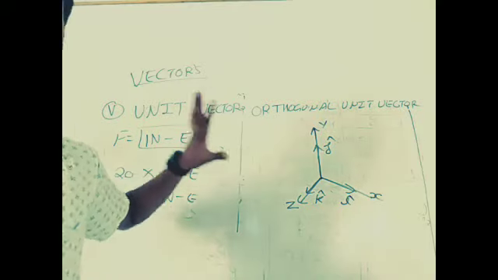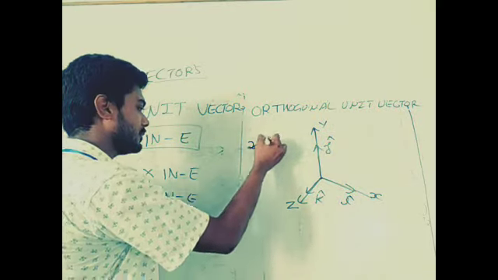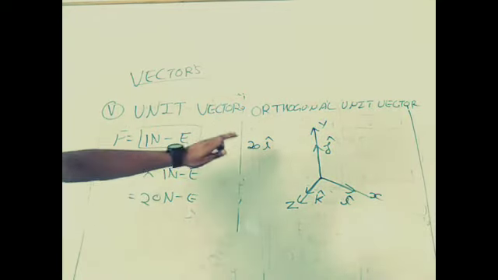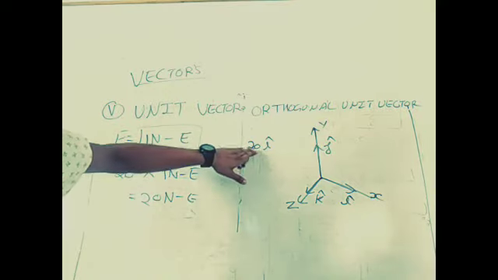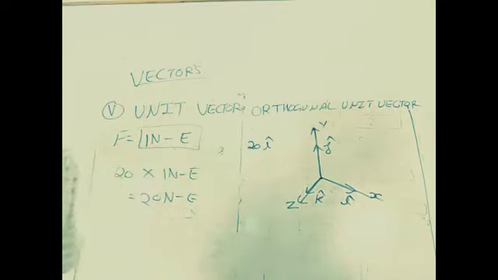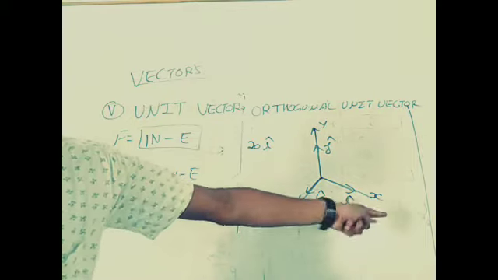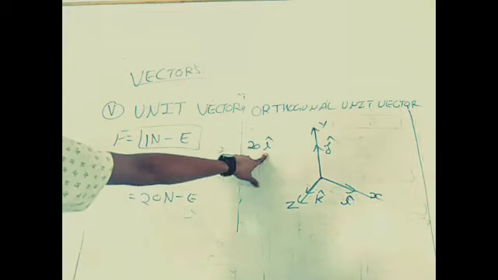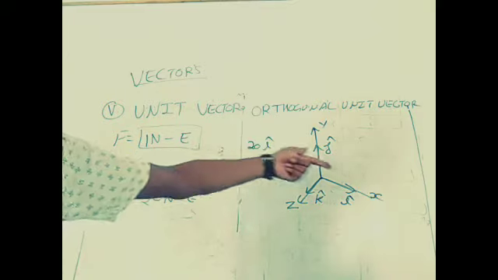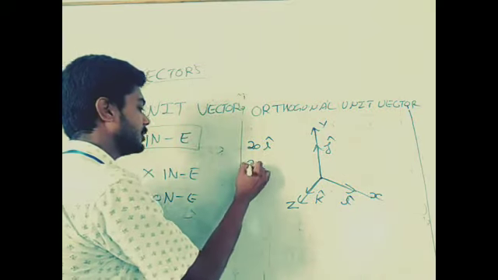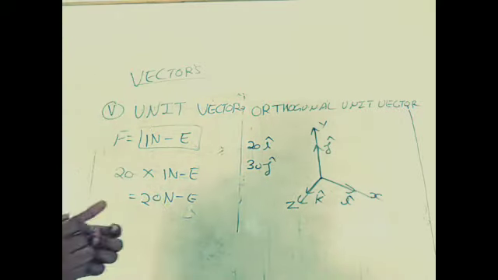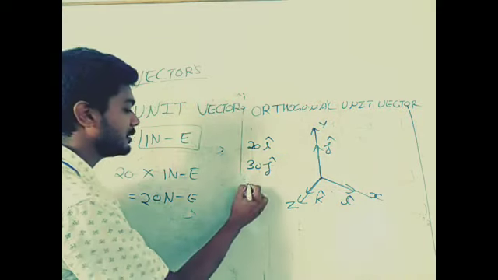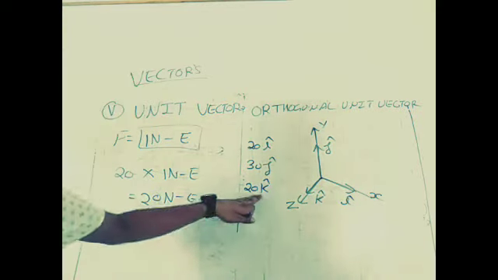Suppose you are writing 20 i cap. Then what answer will you get? You will say that this vector is in the direction of the x-axis, because i cap is in the direction of the x-axis. Whenever a number is multiplied by i cap, it shows that it is in the direction of x. Suppose you are writing 30 j cap. It means this vector is in the direction of the y-axis. Suppose you are writing 20 k cap, it means this vector is along the z-axis.